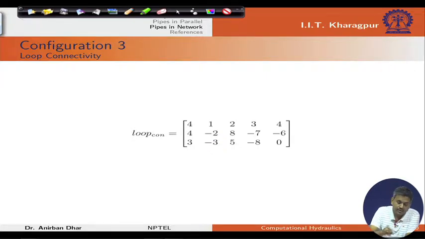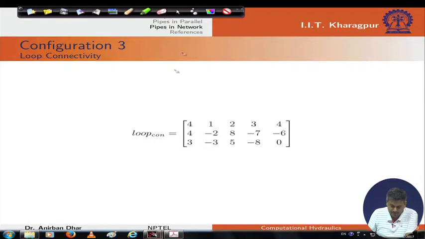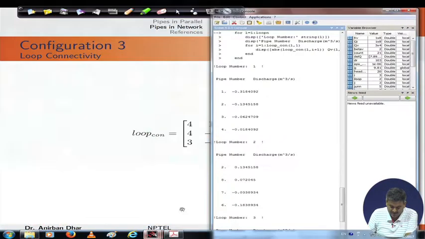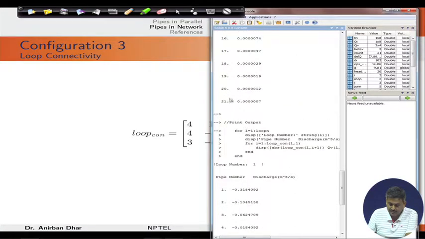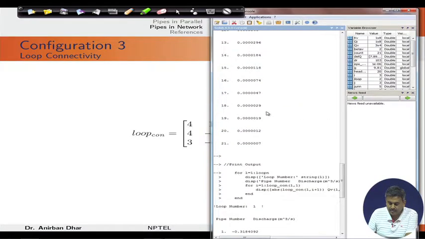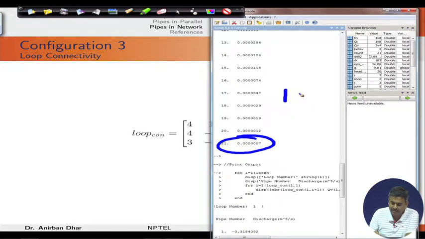So, with this configuration, if I try to run my problem using Hardy-Cross method, I can see in this case we have got convergence with 21 iterations. The convergence parameter was 1 into 10 to the power minus 6. Up to that level we have set the accuracy.